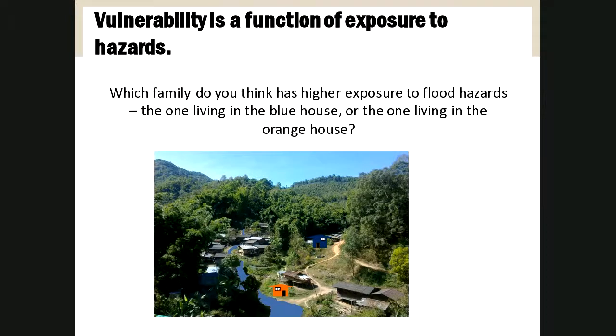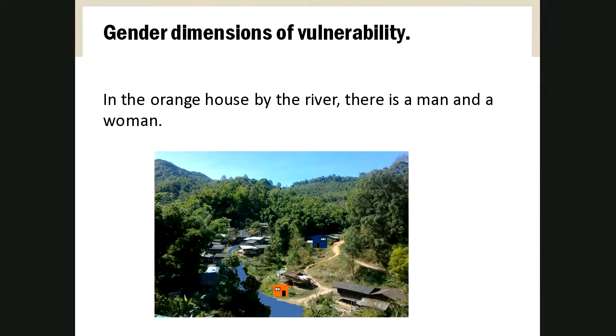So which family do you think is at higher exposure to flood hazards? It's quite simple, right? The orange one has a higher exposure to flood. Orange house, which is near the river. Very good. You get the idea. It's quite a simple process, and this is how you do it.